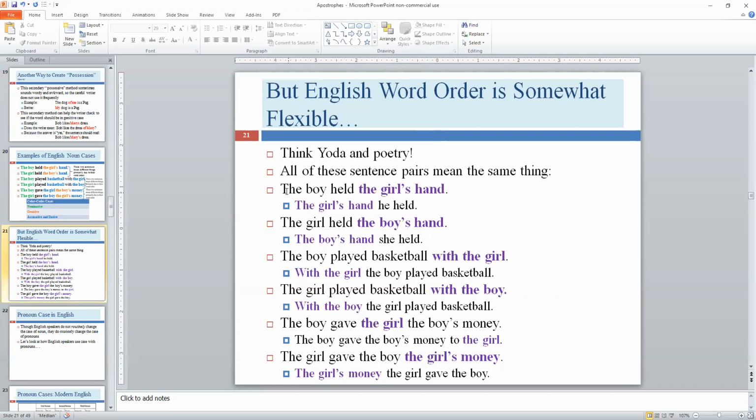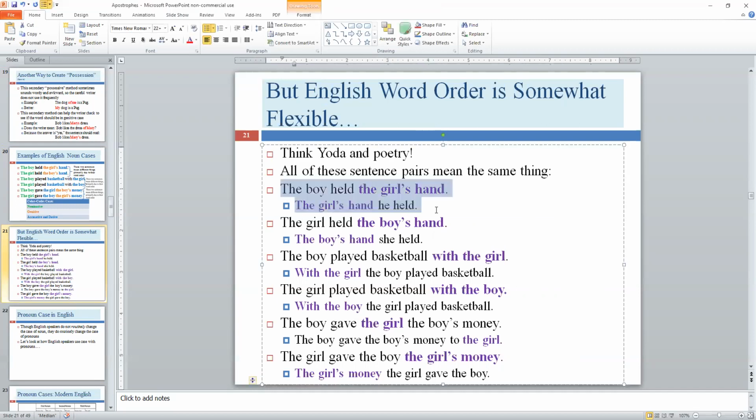So let's look at these two pairs of sentences. And you see here's one pair, here's another pair, and so forth. And you'll be able to see that all these sentence pairs mean the same things, even though the word order is different. And you can see in purple I've put the phrase that we're moving. The first sentence is the standard way, the way that we expect the words to be in English. The boy held the girl's hand. In the second sentence, still grammatically correct, a little bit odd sounding, we have the girl's hand he held, or the girl's hand the boy held would also work.